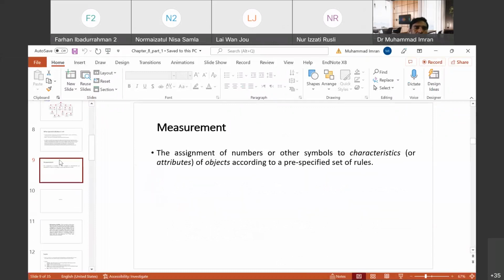So today's lecture is about measurement of variables. Assigning numbers to variables, according to a pre-specified set of rules, is called measurement. Okay, let's discuss one by one.